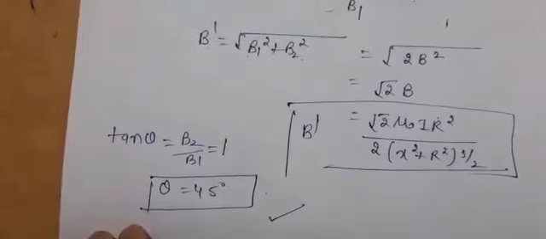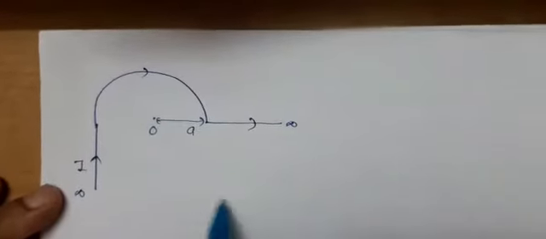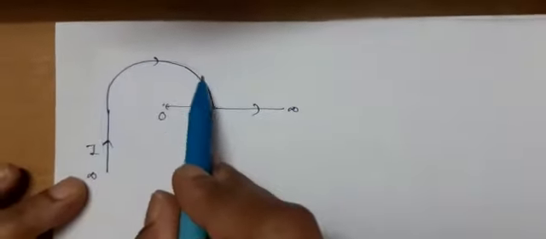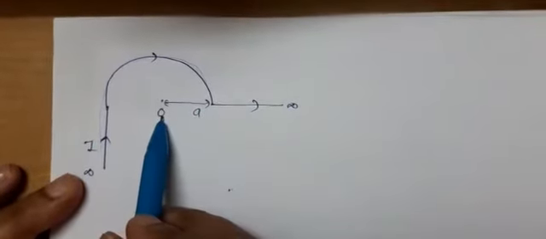So this way you can solve the numerical. So now next numerical we are taking. Here again one loop has been given. This is a loop, now where we have to find magnetic field at the common center O.